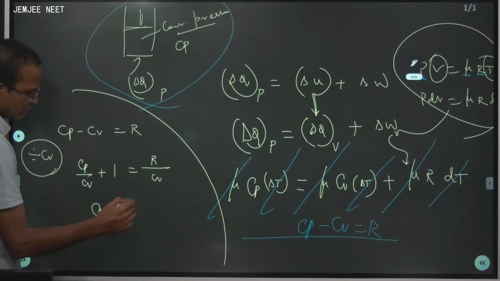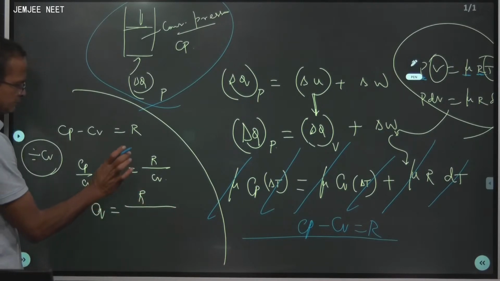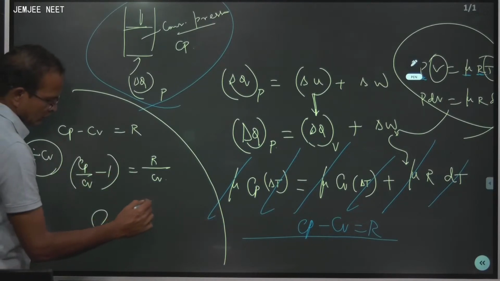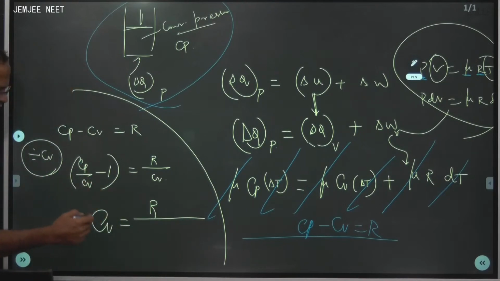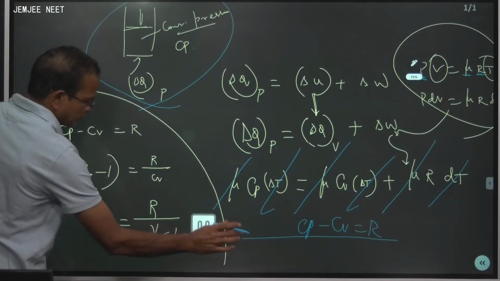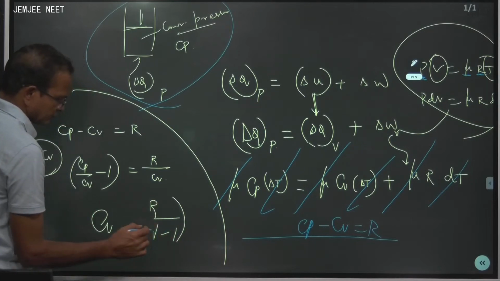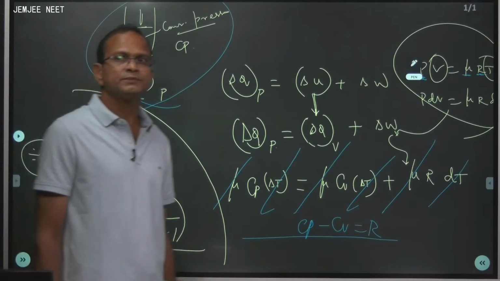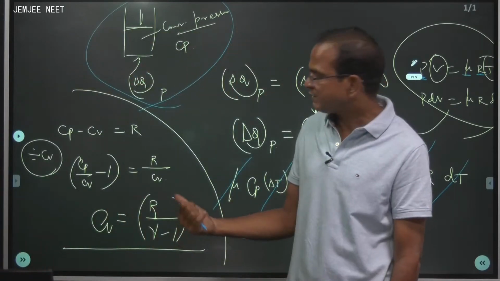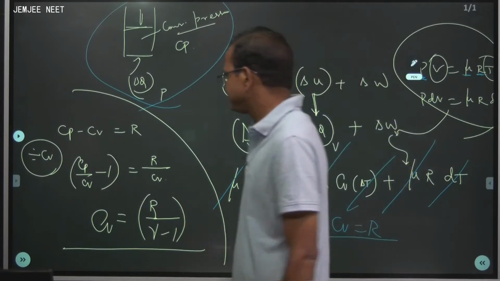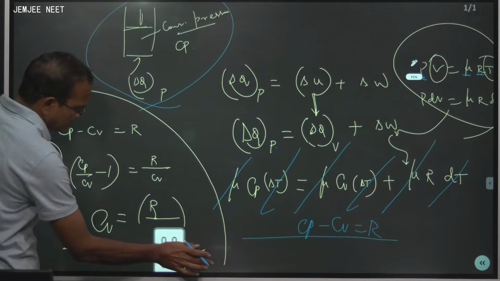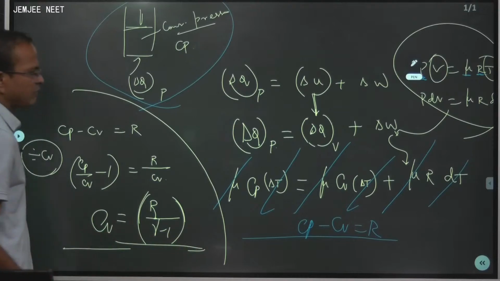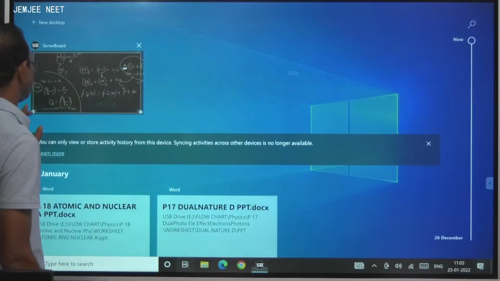What is Cv? R divided by, come on, what is Cv? R divided by, come on, who is this? Cp by Cv. Come on, what is this? Cv is equal to R divided by Cp by Cv minus 1, and Cp by Cv is gamma. So Cv is R by gamma minus 1. Excellent. We are going to get a beautiful result now, beautiful and easy result to understand.